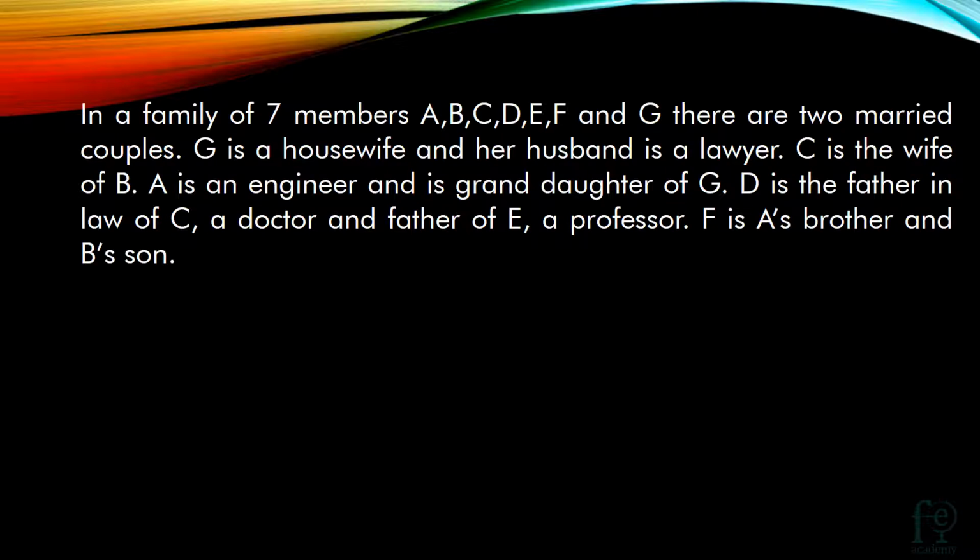One more puzzle question. In a family of 7 members, A, B, C, D, E, F and G, there are 2 married couples. G is a housewife and her husband is a lawyer. C is the wife of B. A is an engineer and is granddaughter of G. D is the father-in-law of C, a doctor, and father of E, a professor. F is A's brother and B's son.